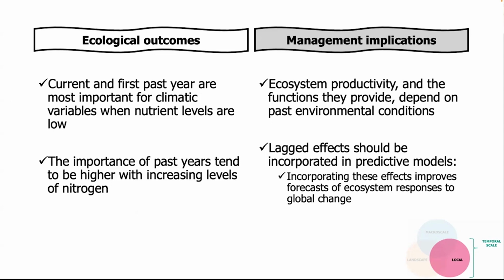And then the management implications are that when we think about ecosystem productivity and functions, those functions that those ecosystems provide, we might also need to think of what they're facing beyond this year and the year before. So what happened to that community and how that community is going to move forward. And that is with respect to which species are there, the abundance of them, and how we want to manage those communities to provide the functions that we need. And we should start incorporating those lagged effects in our predictive models, not only for the recent past, but a little bit further than that.